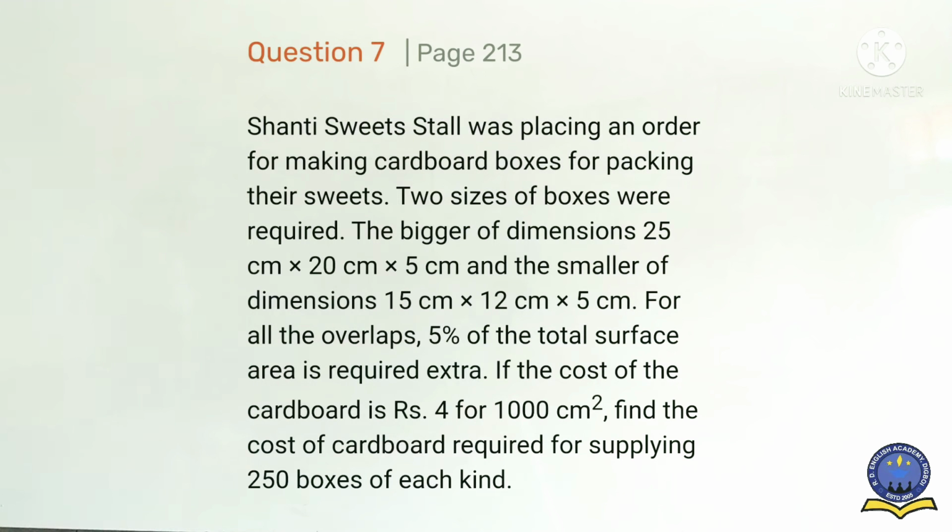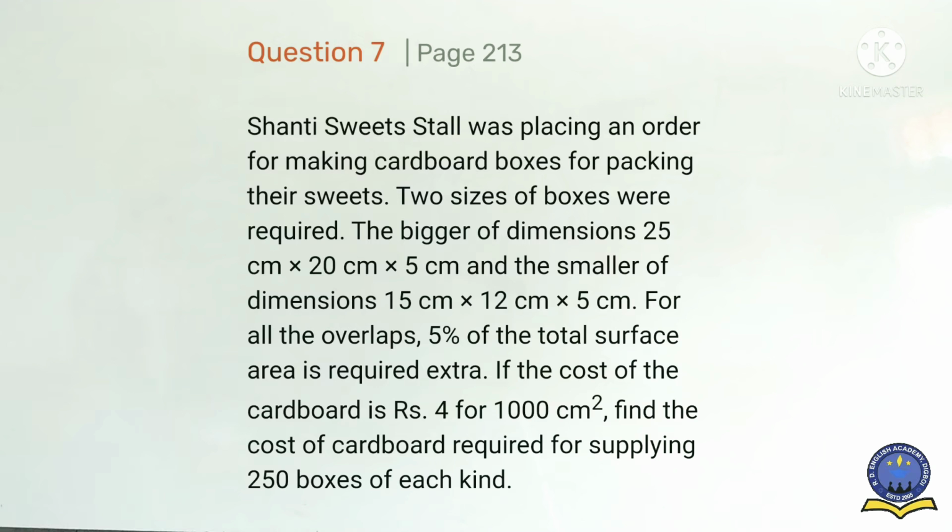Santi Sweet Stall was placing an order for making cardboard boxes for packing their sweets. 2 sizes of boxes were required. The bigger of dimension 25 centimeter, 20 centimeter, 5 centimeter, and the smaller of dimension 15 centimeter, 12 centimeter, and 5 centimeter. For all the overlaps, 5% of the total surface area is required extra. So, if the cost of the cardboard is rupees 4 per 1000 centimeter square, find the cost of cardboard required for supplying 250 boxes of each kind.